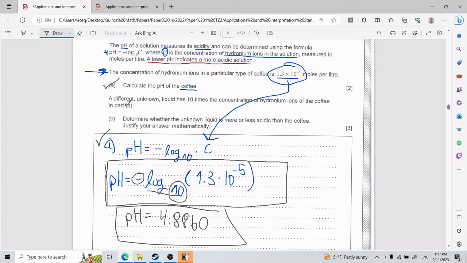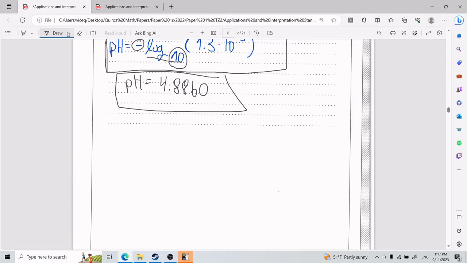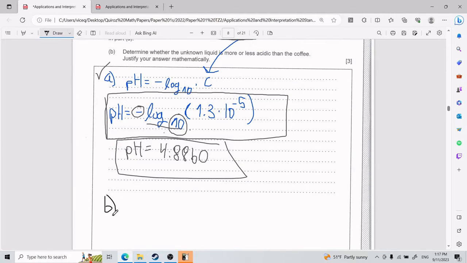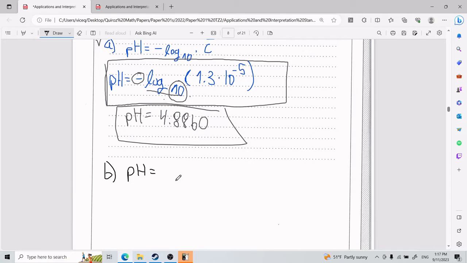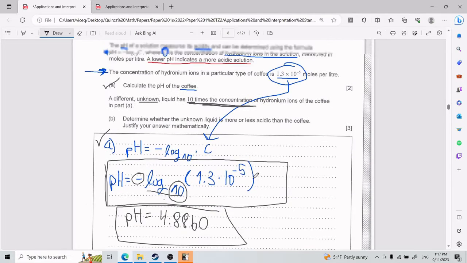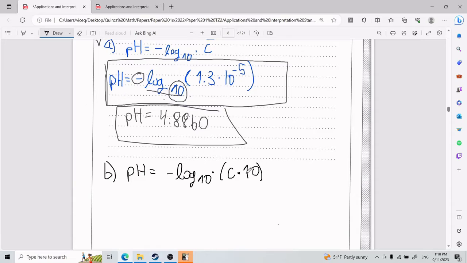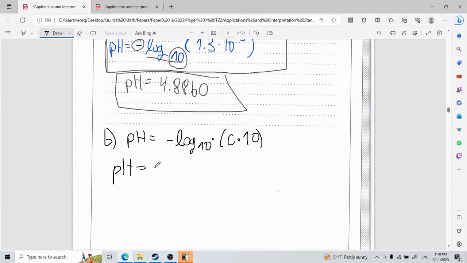Then they tell us, okay, that a different unknown liquid has 10 times the concentration of hydrogen ions of the coffee in part A. And we need to determine whether this unknown liquid is more or less acidic than the coffee and to justify the answer mathematically. And so now that we understand how the log works, for part B, it's not that much different. So we take pH, we have negative log, we have base 10, and we multiply it by C times 10. Why is it C times 10? Because they tell us that this unknown liquid has 10 times the concentration. So that's why I'm doing times 10. See? So pH equals negative log base 10 times C times 10.